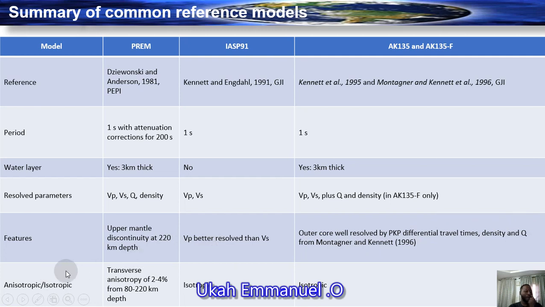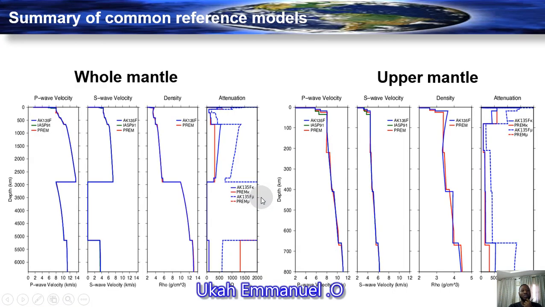So anisotropic and isotropic. In the preliminary reference Earth model, it is transversely anisotropic by 2 to about 4% from 80 to 220 kilometer depth. So in this one it is isotropic and this is isotropic, and like I told you, S waves are transverse in the sense that the oscillation of the particle during propagation of the S wave is perpendicular to the propagation direction. So this is the whole mantle, and this is the structure of it.